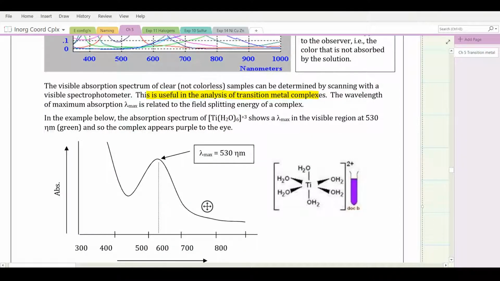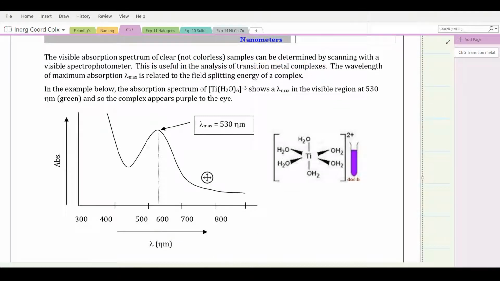Take a look at this graph below. For a solution of hexa-aqua titanium 2 cation, which appears purple to our eyes, here is the absorption spectra. These are the wavelengths of light incident upon it, and this is the relative absorbance at each wavelength. In the visible spectrum, between say 400 and 800-ish, the wavelength of maximum absorption is referred to as lambda max.